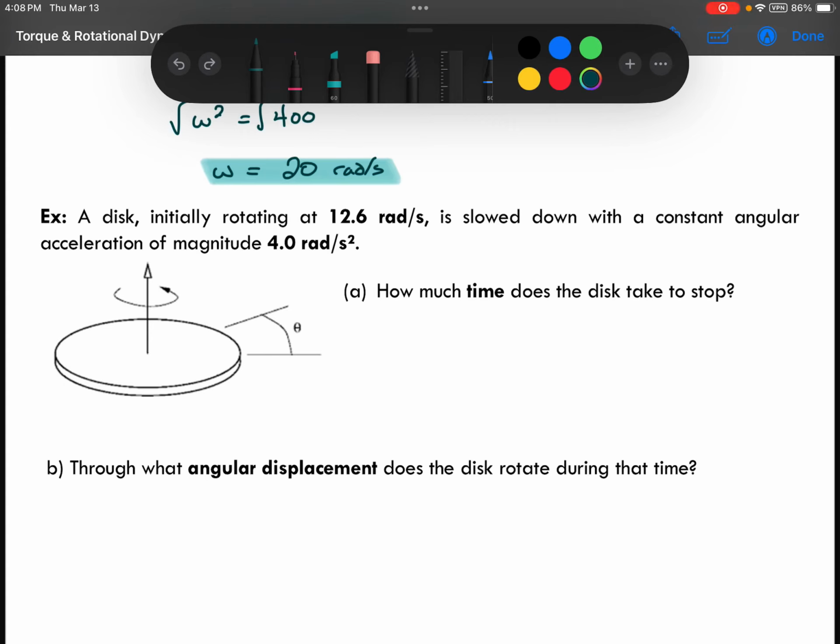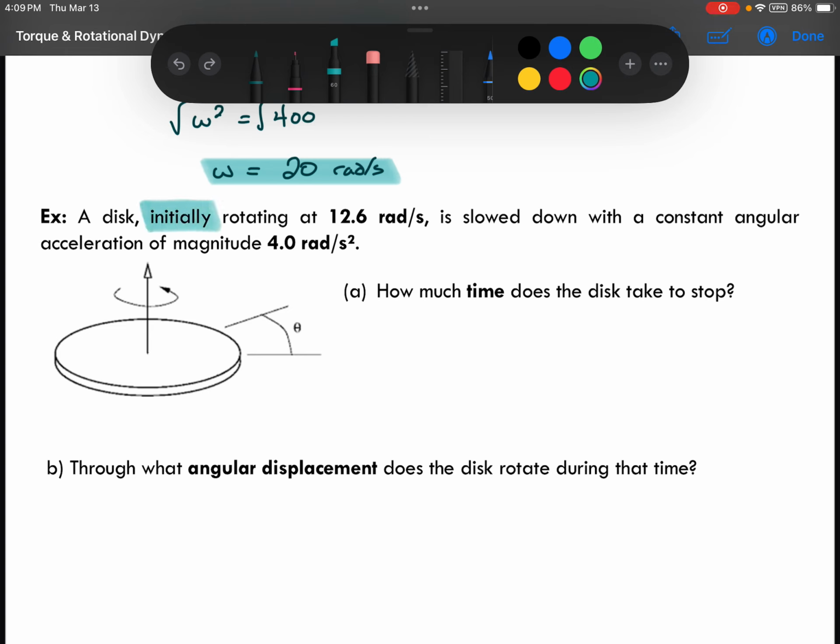Let's look at another example with this rotational kinematics. A disk initially rotating at 12.6 radians per second is slowed down with a constant angular acceleration of magnitude 4 radians per second squared. The first part, how much time does the disk take to stop? All right, let's go through the same process as we did above, identifying what is given to us.